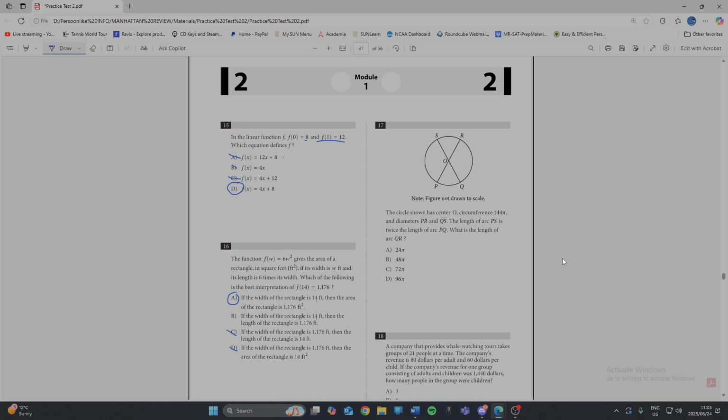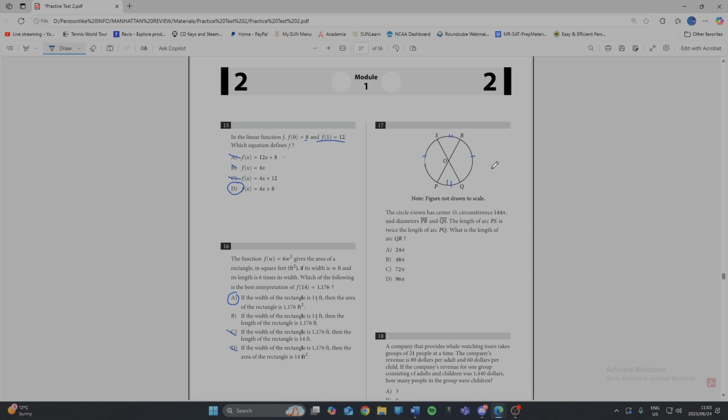Okay, now for 17. The circle shown has center O, circumference 144 pi, and diameters PR and QS. The length of arc PS is twice the length of arc PQ. Okay, right, so first of all, as you can see, this arc would be equal to this arc, and this arc would be equal to this arc.